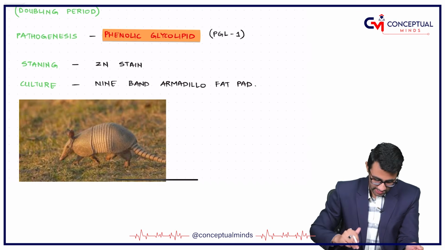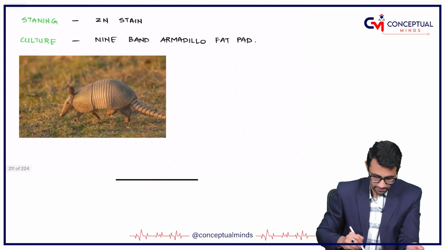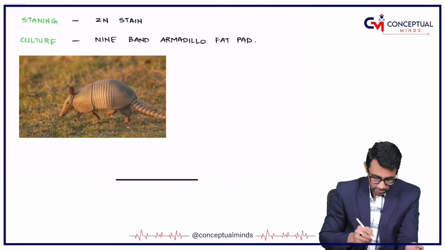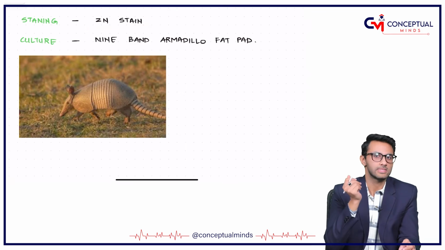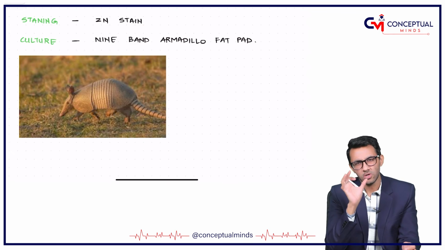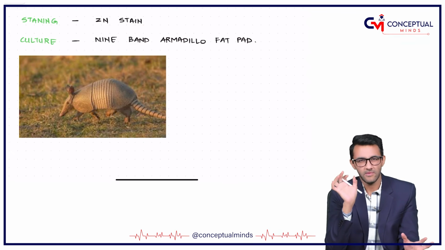Yes, so just imagine it is being cultured on the fat pad of the nine-banded armadillo. Okay, that is one thing, but it is easier to stain it. We use the Ziehl-Neelsen (ZN) stain to stain it, and we can see the bacteria. Okay, all right. So that is all about a very brief introduction about it.